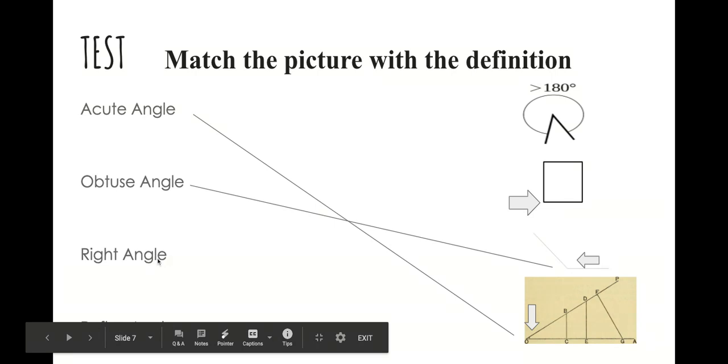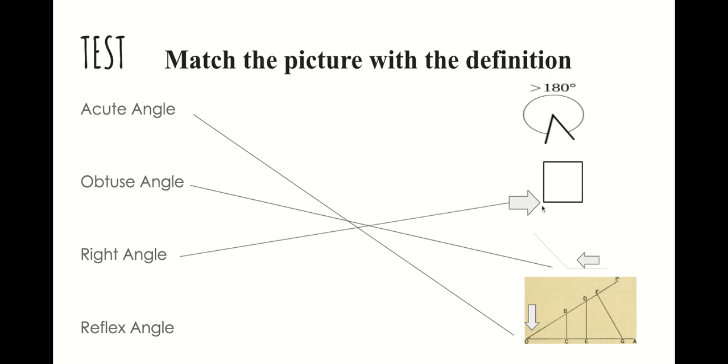And right angle. This one might be sort of easy for you. Right angle is the corner of this perfect square here. It does not have to be a perfect square. It could be a rectangle, whatever it is. It is a corner type of piece, 90 degrees.